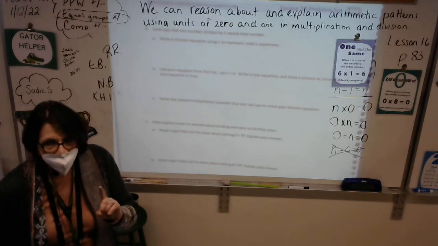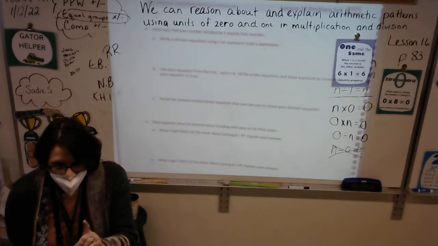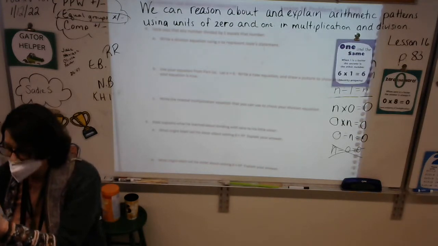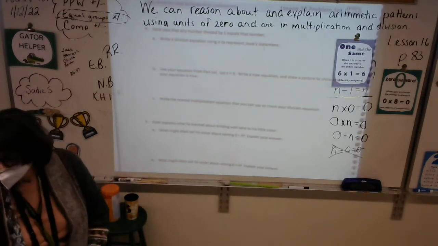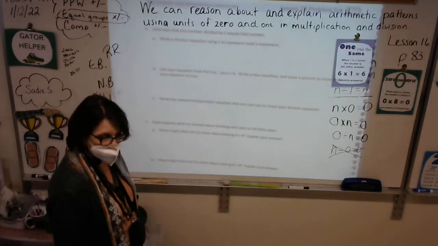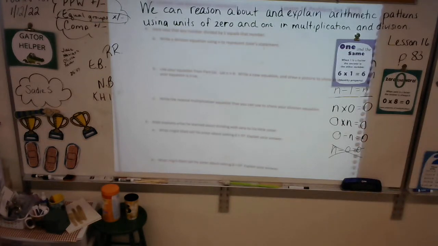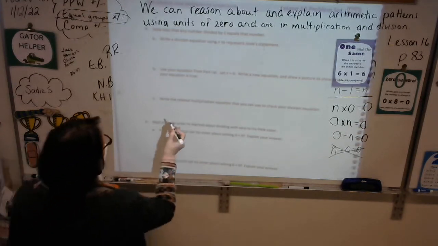Think about what I'm saying. Any number divided by 1 equals that number. Right there. You know it's a division equation, right? Because I said any number divided by 1. You got it. You have to write a division equation. Any number divided by 1 equals that number. But they want you to use n.